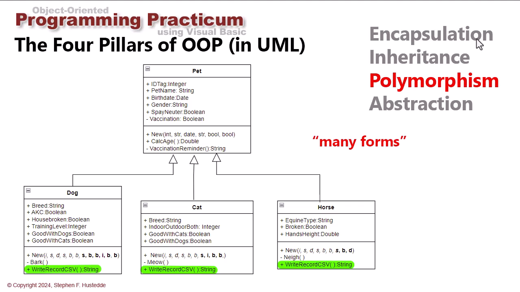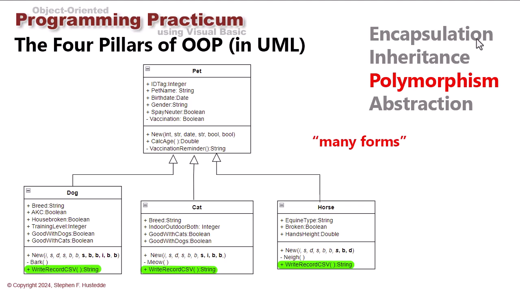The word polymorphism comes from the root of poly meaning many and morph meaning form. So polymorphism means that our methods can take on many forms. So in the dog, cat, and horse, I have a method called writeRecordCSV. It's the same name in each class, but how it's implemented and what it returns as far as the string varies between those three classes.